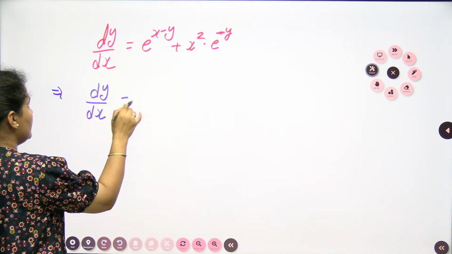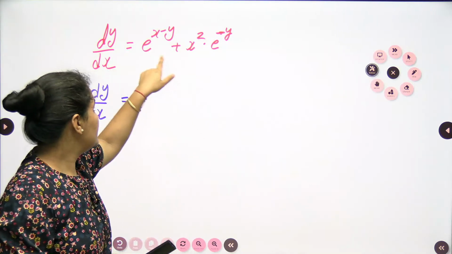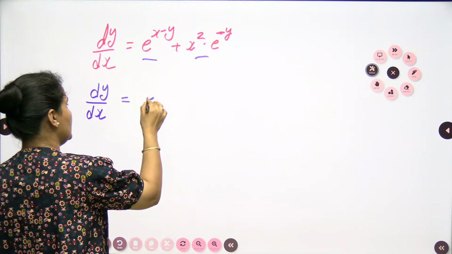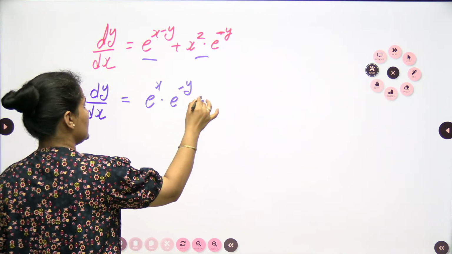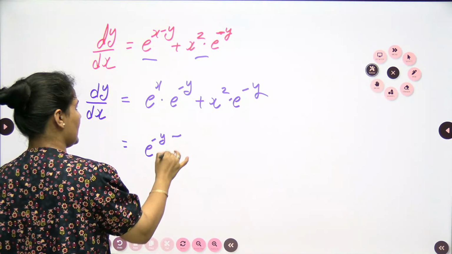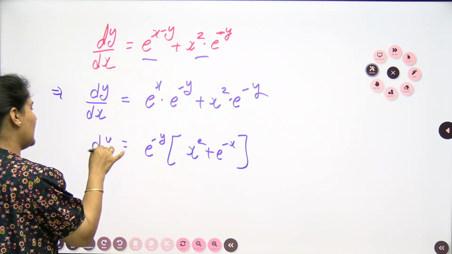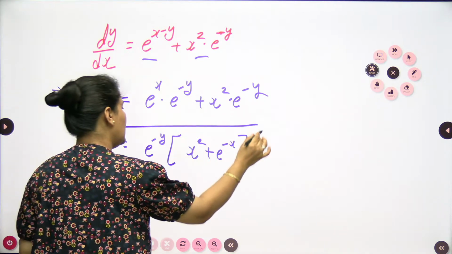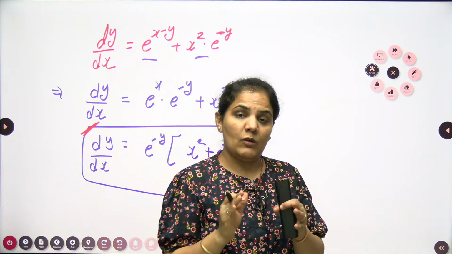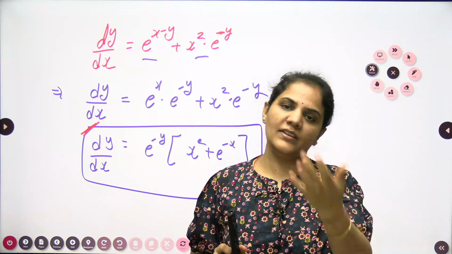I want to go with variable separation. Still I'm not sure, but I will just separate the x and y terms, then we will decide. So it will be e to the power x, e to the power minus y, plus x square e power minus y. From here we can take e power minus y common, so it will be x square plus e power x. Now surely I can use the variable separation method, because I already separated the variables. Now I can write all the terms of x on one side and all the terms of y on one side.